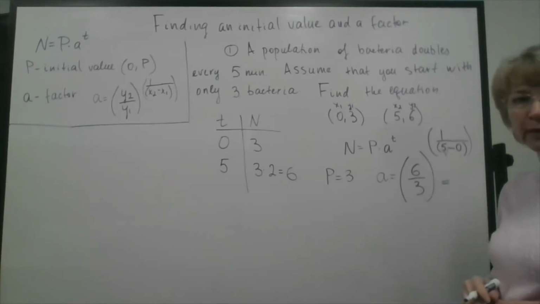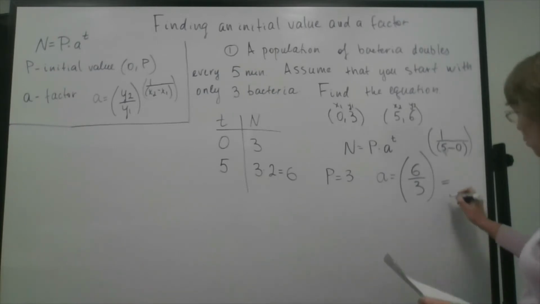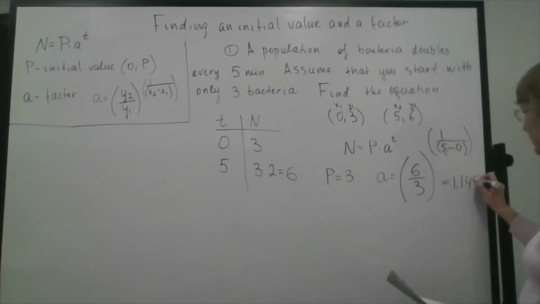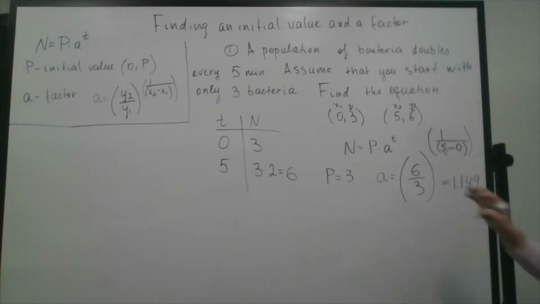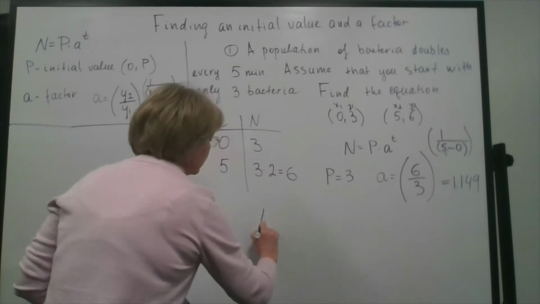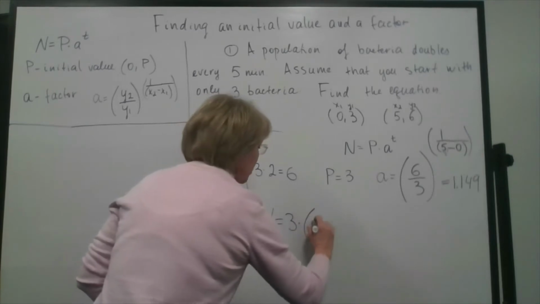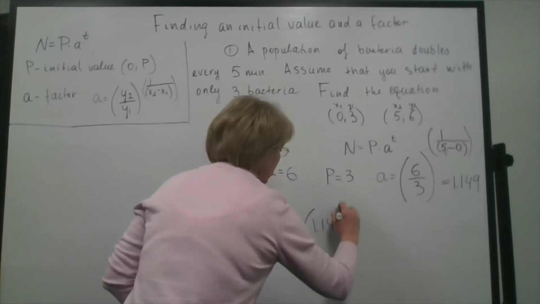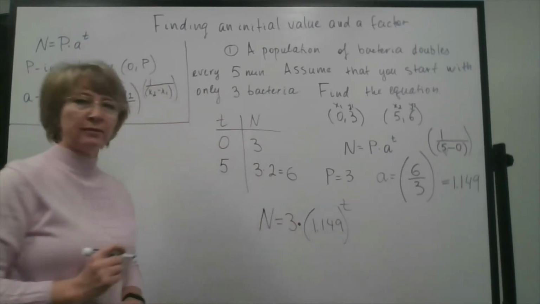Let's check if your answer is the same as mine. My answer is 1.149. If your answer is different, it means that you typed something wrong. You should type it again and be careful with parentheses. So our final answer is N is equal to 3 times 1.149 to the t power, and show that it's multiplication and nothing else.